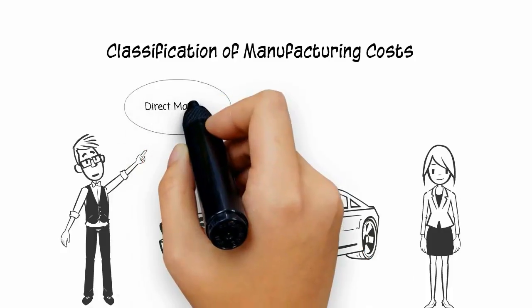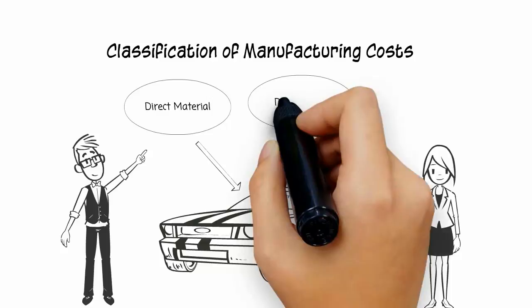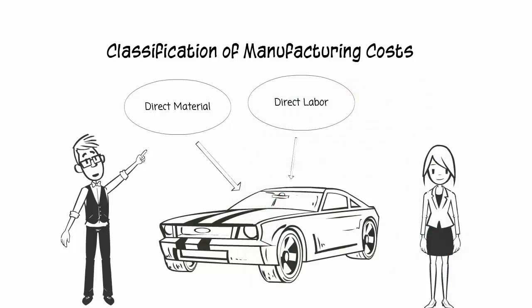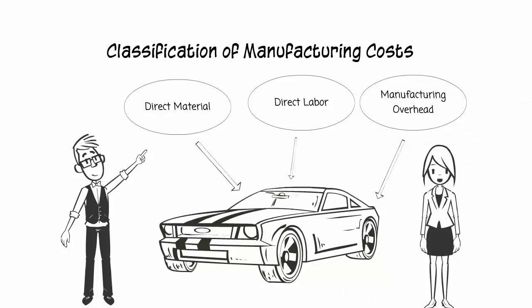Manufacturing costs are usually grouped into three main categories. Direct materials, which are materials applied directly to the product. For our car, that would consist of wheels, doors, windshield, seats, and so on. All materials that can be conveniently traced to the finished product are considered direct materials. Direct labor, which is labor that can be easily traced to individual units of production. And manufacturing overhead. These costs are all other costs incurred to make a product.